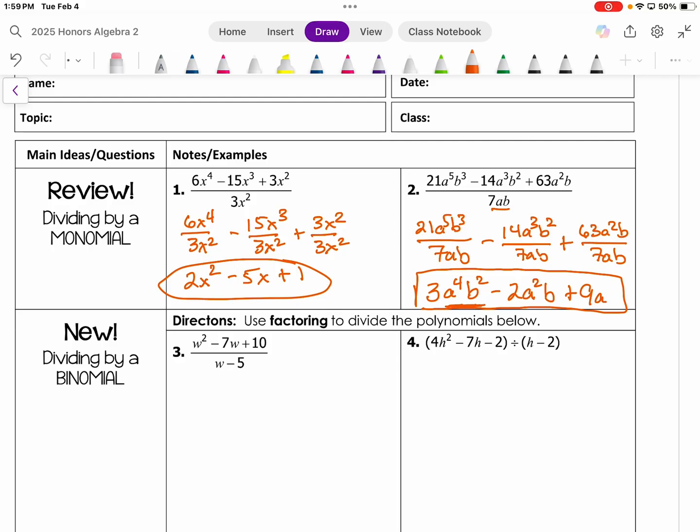So that's dividing by a monomial. Now you could set that one up as long division. I'm going to hold off doing it.